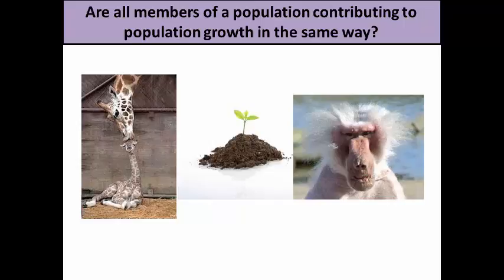All members of a population don't necessarily contribute to population growth in the same way. So if you think about a long-lived animal like a giraffe, where there's a great deal of time to maturity, then that population is going to act differently depending on which different pieces of the population or members of that population are more numerous at one time or another.